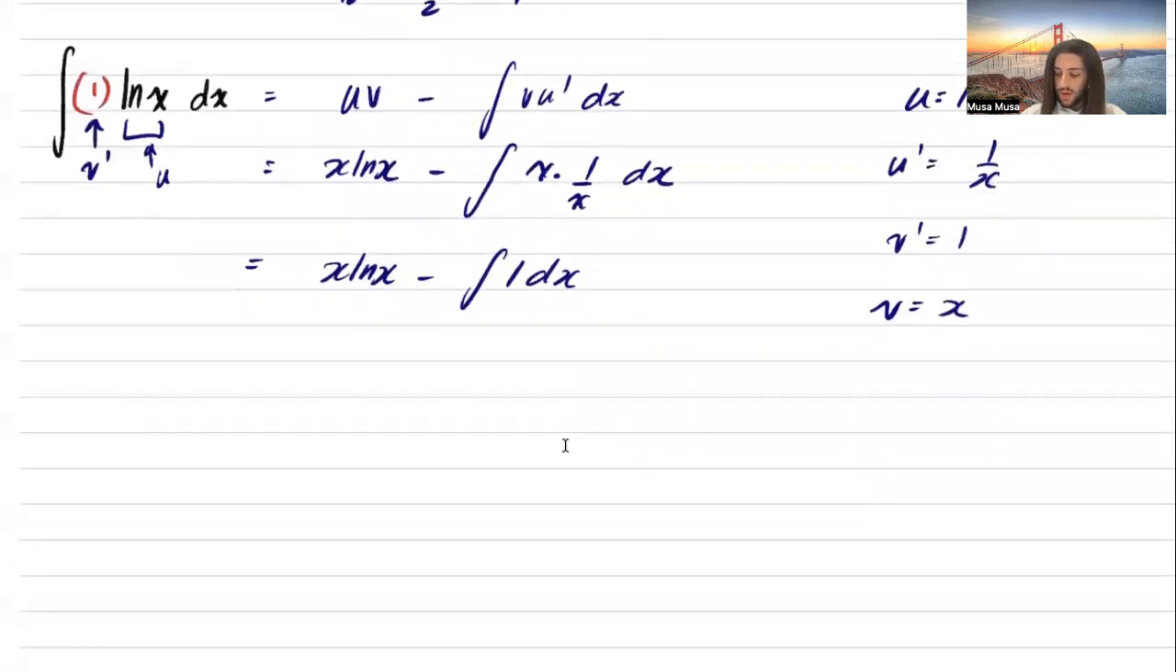Obviously those cancel, you just get 1. And then now to integrate, it just becomes like that. Perfect. Okay.